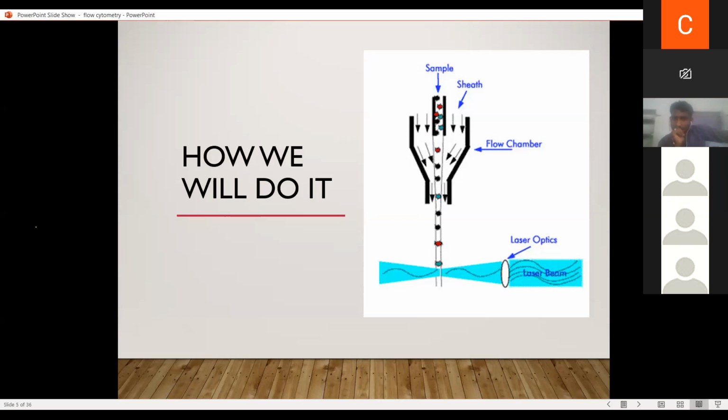Here, this is a flow chamber. If you can see, I am pointing here. This is a flow chamber. Here we need to put our sample, the cell suspension, the cell lytic fluid, that is, the fluid where cells have been mechanically or enzymatically lysed. And then this is a sheath fluid which is already present in the flow cytometric instrument. What the sheath fluid does is hydrodynamically focus this sample.